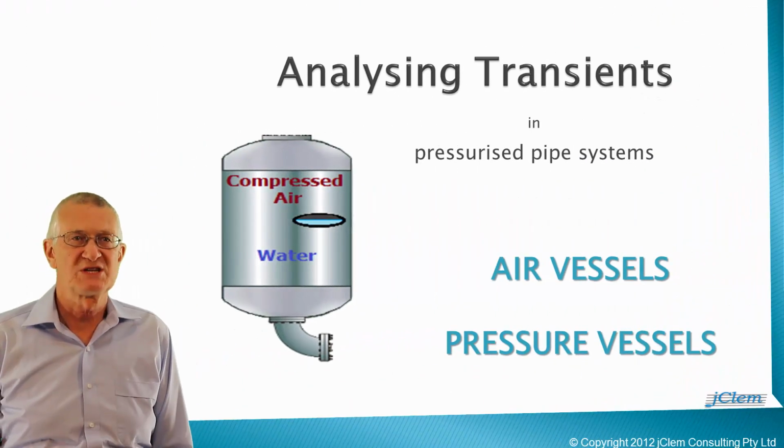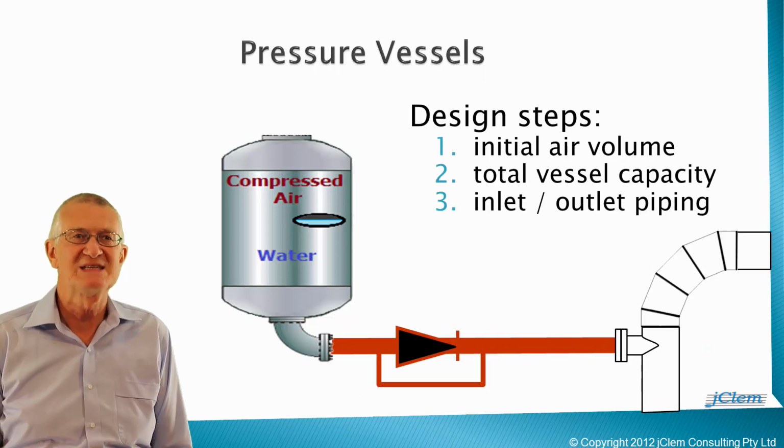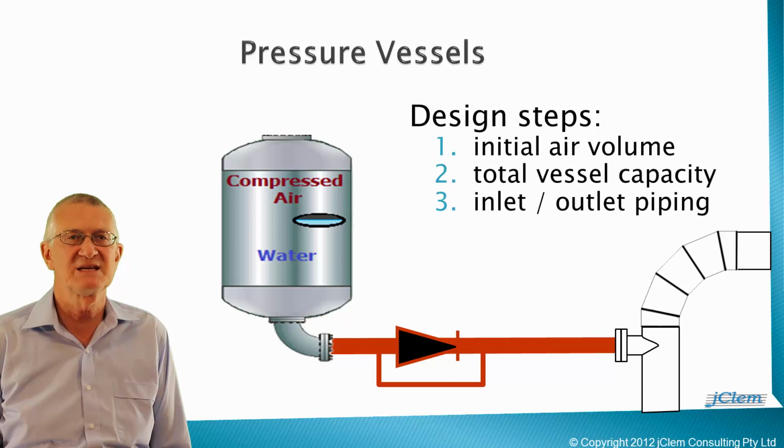This lesson on pressure vessels, otherwise known as air vessels, aims to give a sound appreciation of the workflow required to design a system surge protection using pressure vessels. The 3 steps in the design process are: 1. Analyse the initial air volume required. 2. Determine the total capacity required for the pressure vessel. And 3. Finally, tune the vessel's inlet-outlet piping arrangement to suit the dynamics of the water system.